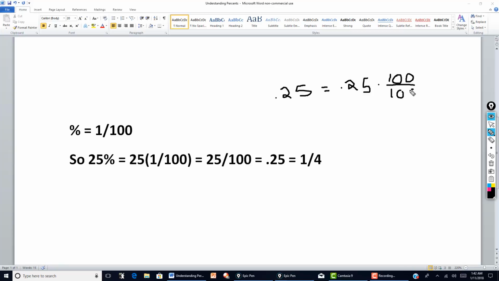So it doesn't change the number if you multiply it by 1. Okay, so then we just break this up and say let's multiply the 100 times the 0.25, and that of course becomes 25. Okay, and this actually becomes a 1 over 100, which of course is your percent symbol. Okay, so that's why that works.